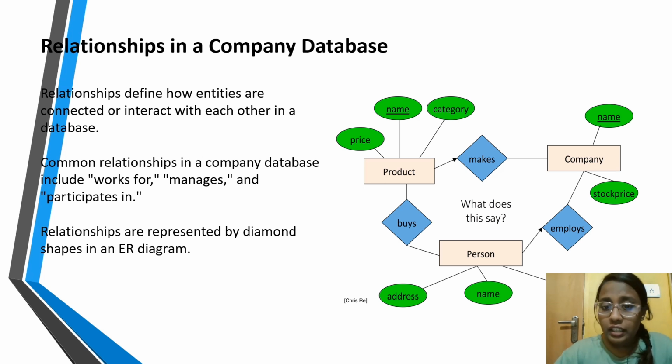In this ER diagram, the diamond shape represents the relationships, and the relationships in this diagram are makes, buys, employs. All these are relationships that define the connection between each database. In this diagram, makes, buys and employs are the relationships. So let us go into the next slide.